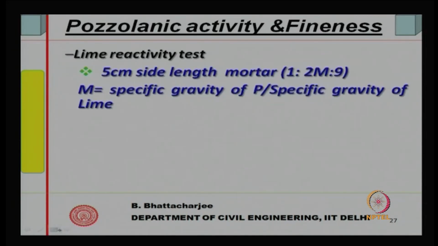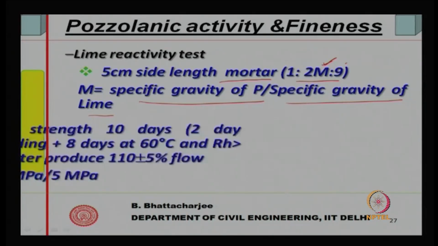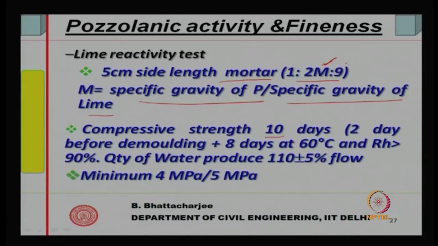Lime reactivity test, as I have mentioned, uses 5 centimeter side mortar cubes, 1:2 m:9, where m is the specific gravity of pozzolana divided by specific gravity of lime, and 2 is the standard sand. Compressive strength is measured at 10 days, 2 days before demolding and 8 days at 60 degrees centigrade and relative humidity 90%. Water is used to maintain a fixed flow of 110 plus minus 5%, and then you find out the strength after 10 days.